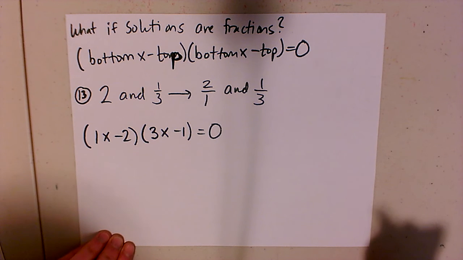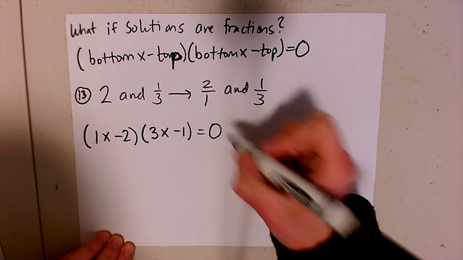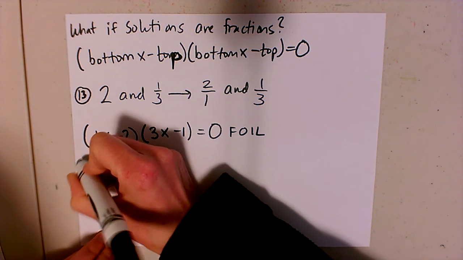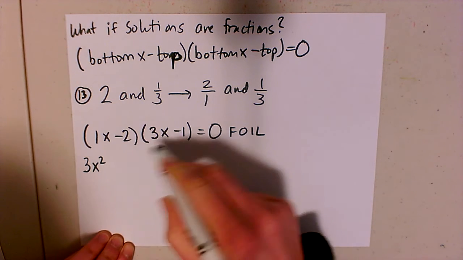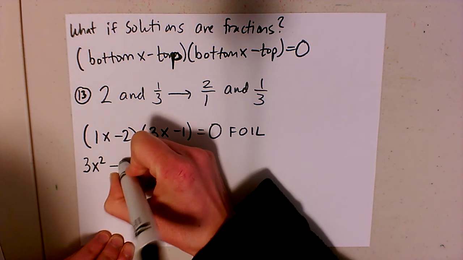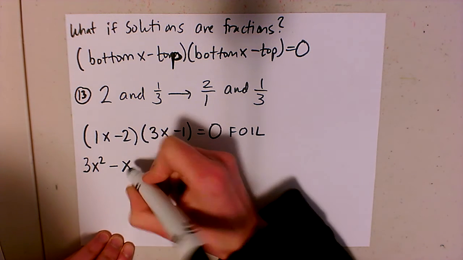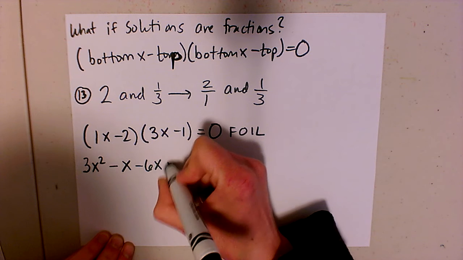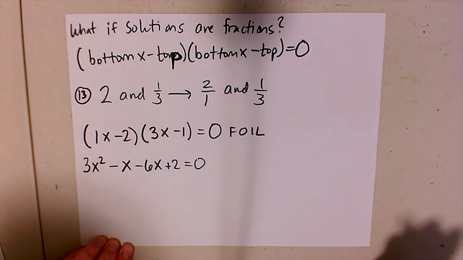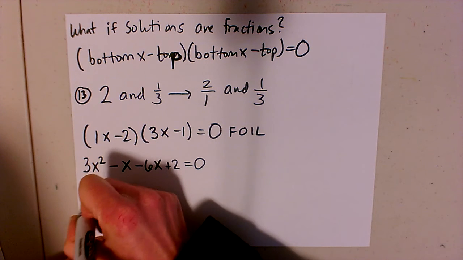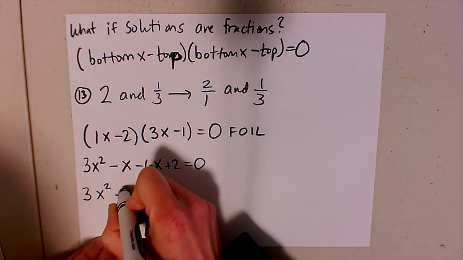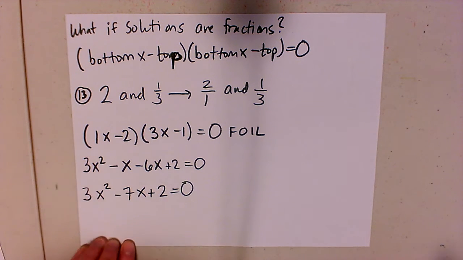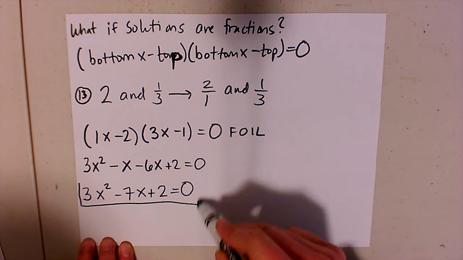Okay, so then this is something that we can simplify. So we'll go ahead and FOIL. 1x times 3x is 3x squared. My outers, 1x times a -1 is going to be -x. My inners, -2 times 3x is -6x, and then my last, -2 times -1 is plus 2, and then the whole thing is 0. So if we simplify this, we'll get 3x squared minus 7x plus 2 is 0. Okay? And so this is our solution there.